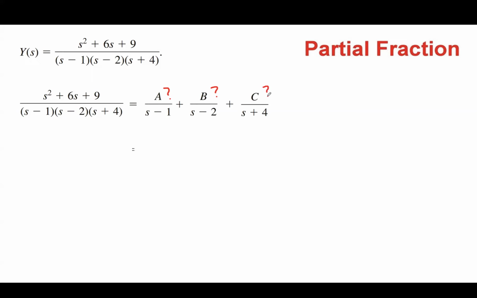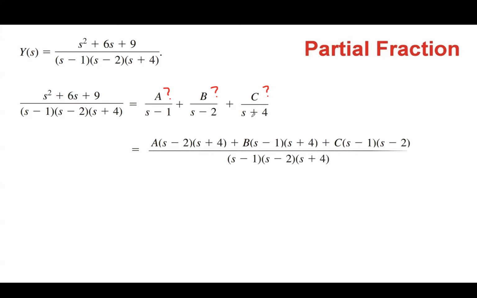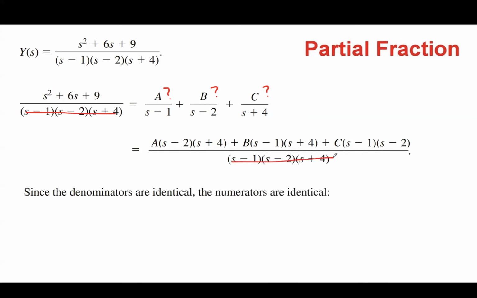To do that, we're going to take the common denominator between these three fractions. On the numerator, you end up with A times (s minus 2) times (s plus 4), plus B times (s minus 1) times (s plus 4), plus C times (s minus 1) times (s minus 2). And the denominator is going to be just the multiplication of these three linear terms. So as you can see, since the denominators are the same, the numerators must be the same as well. So s squared plus 6s plus 9 on the left must be equal to the numerator on the right.